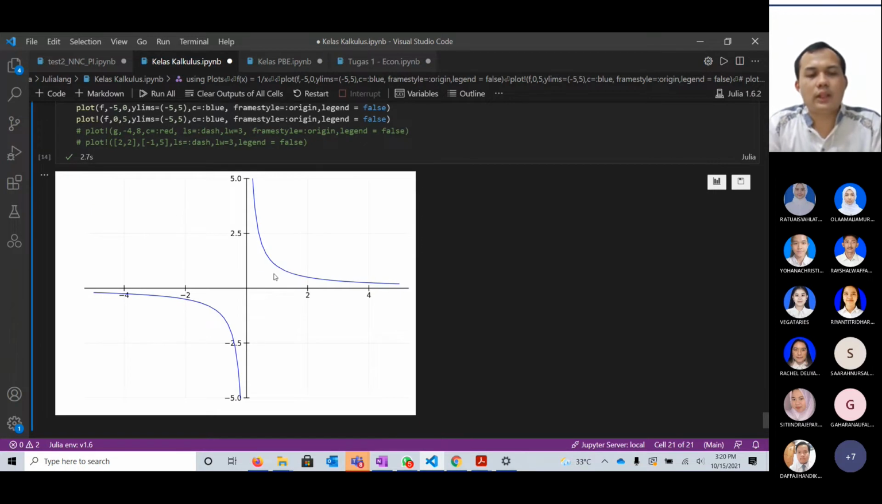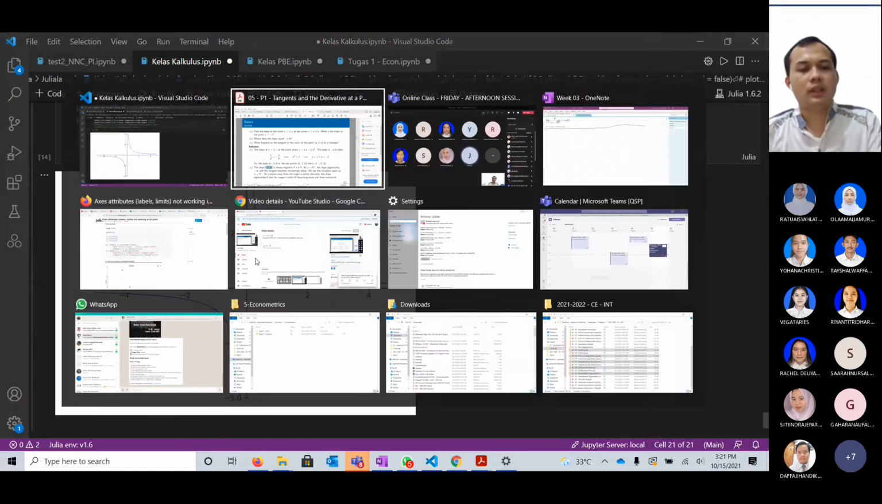Jadi plotnya adalah yang warna biru ya. Kita lihat semakin dekat ke 0 x-nya, kemiringannya dia akan semakin terjal, semakin seperti garis vertikal. Bisa dilihat di sini. Oke, Sir. Ya, ngerti, Sir. Kalau dari gambar langsung ngerti.